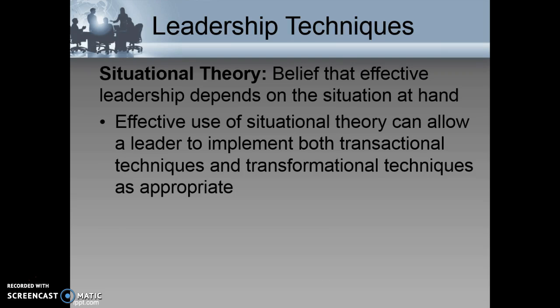Finally, we have a situational theory, which is sort of a manager who decides to use both transactional and transformational. Right? The idea here is that I'm trying to use the style as appropriate based on the situation that is presented to us. Okay? Effective use of this theory can allow a leader to be both transactional and transformational. The idea here is that all styles can be effective if implemented with proper recognition of the task that we have required in front of us.